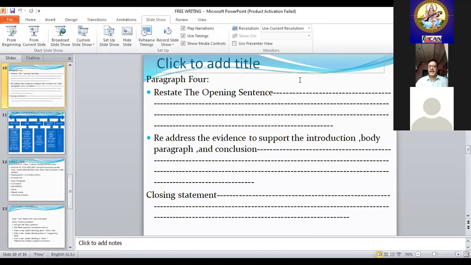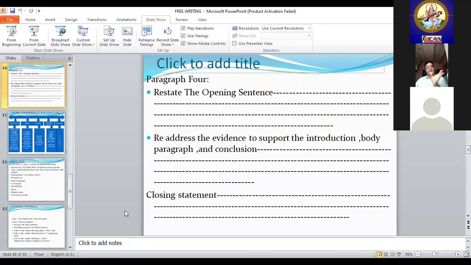Yes. Okay. So paragraph number 4. Now, this is the concluding paragraph. Ladies and gentlemen, it's very crucial once again, because most of the students, what I found whenever I check the TU paper, are unable to restate the opening sentence again. Restate means rewrite the opening statement once again.